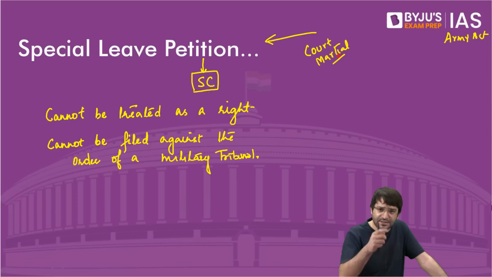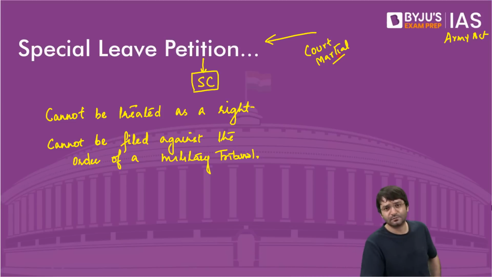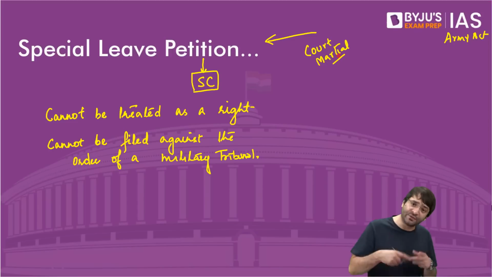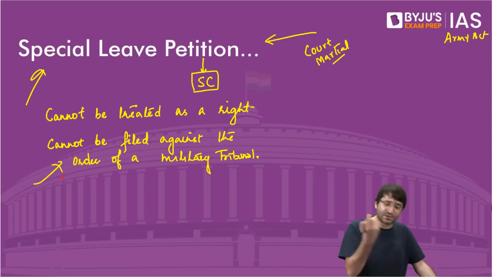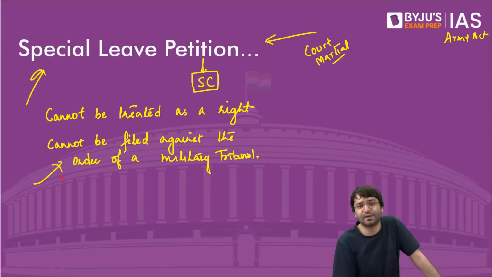If the tribunal has said you are guilty, you cannot file an appeal before the Supreme Court, the case is dead there. Without a certificate, you can't approach the Supreme Court. And what if this tribunal refuses to give you that certificate? You can't approach the Supreme Court. And you can't even file a special leave petition against the order of a military tribunal. That's something which is not allowed. There's an exception.